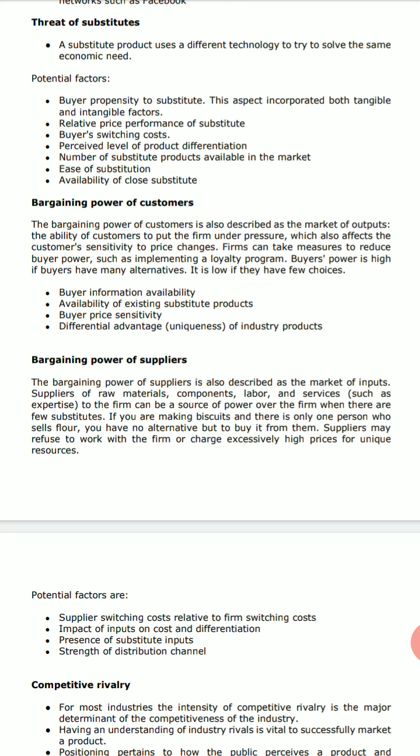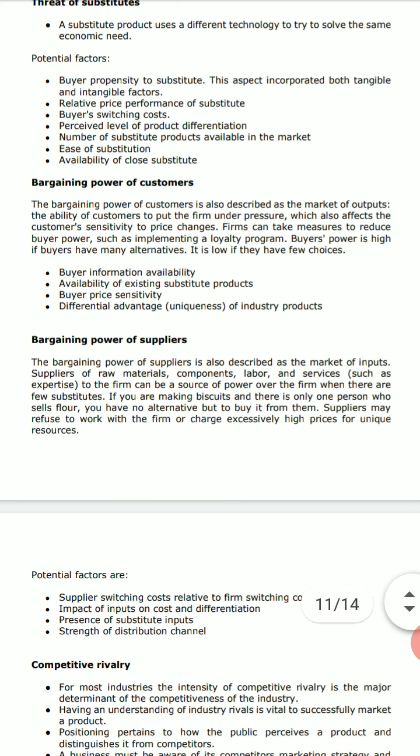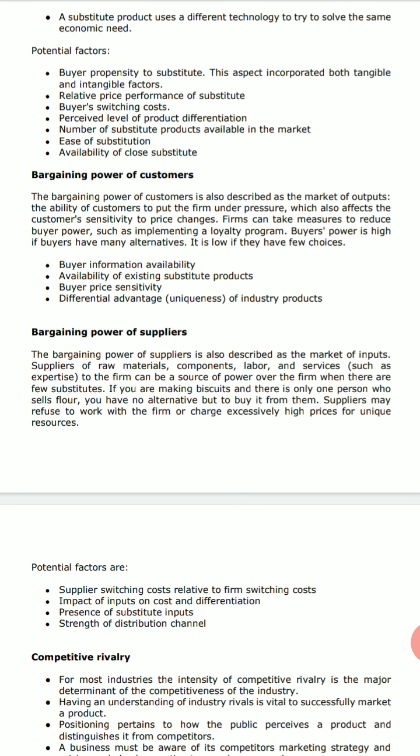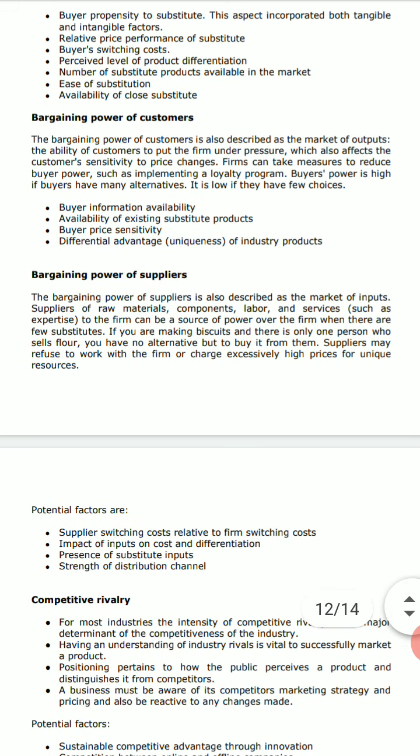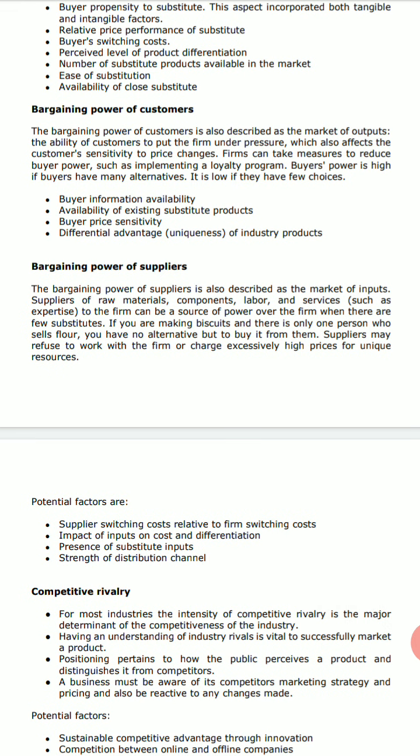Number of substitute products available in the market: if there was a single product and substitutes have entered, that means more choices are available to the buyers, and then it becomes difficult for the original product to survive, right? And ease of substitution means the other product is not different from the first one, and that may create the problem, right? So ease of substitution means you can easily shift to the substitute, that is the factor that has to be considered. And availability of close substitutes, naturally if close substitutes are there, there are all chances that customers may shift.